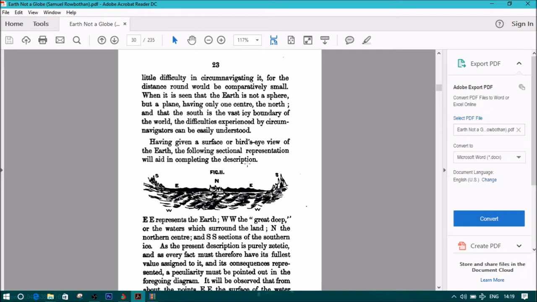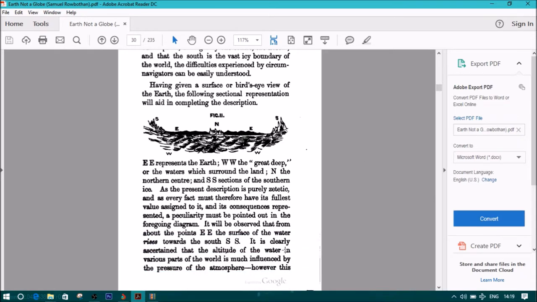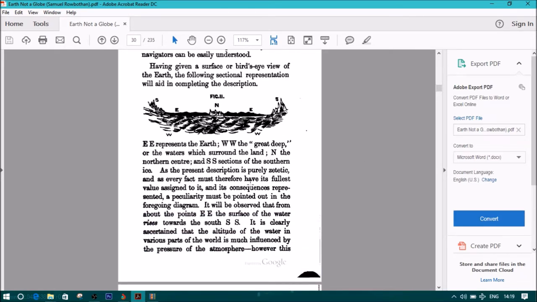understood. Having given a surface or bird's eye view of the Earth, the following sectional representation will aid in completing the description. That's Figure 11. EE represents the Earth, WW the Great Deep, or the waters which surround the land, and N the northern center, and SS sections of the southern ice. The present description is purely zetetic, and every fact must therefore have its fullest value assigned to it, and its consequences represented. A peculiarity must be pointed out in the foregoing diagram.